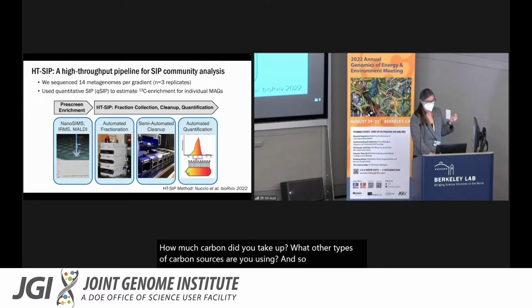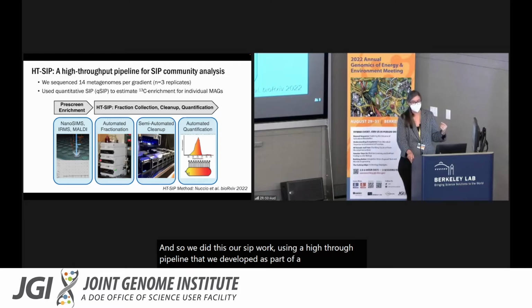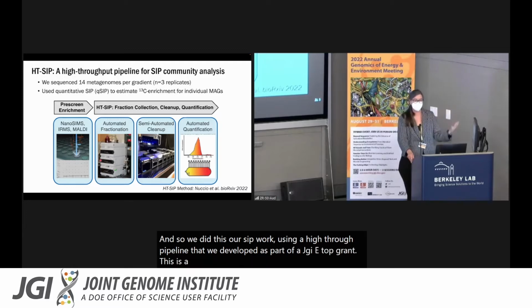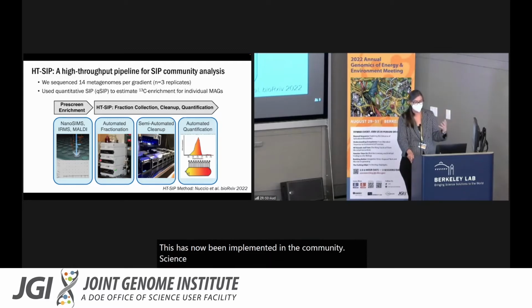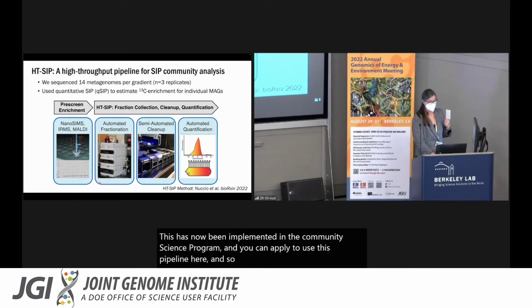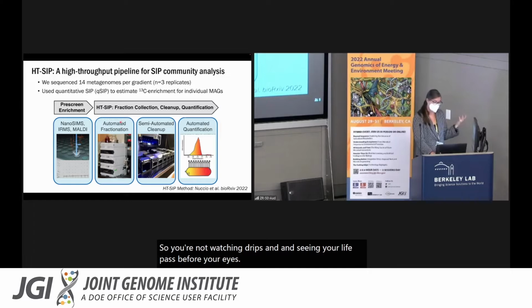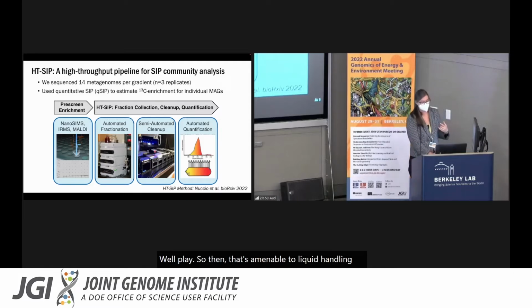And so we did our SIP work using a high-throughput pipeline that we developed as part of a JGI ETOP grant. This has now been implemented in the community science program, and you can apply to use this pipeline here. And so we used a couple of instruments. We automated the fractionation, so you're not watching drips and seeing your life pass before your eyes. That's been a really big improvement. Automating, so that puts it into a 96-well plate. So then that's amenable to liquid handling, cleanup, and quantification.